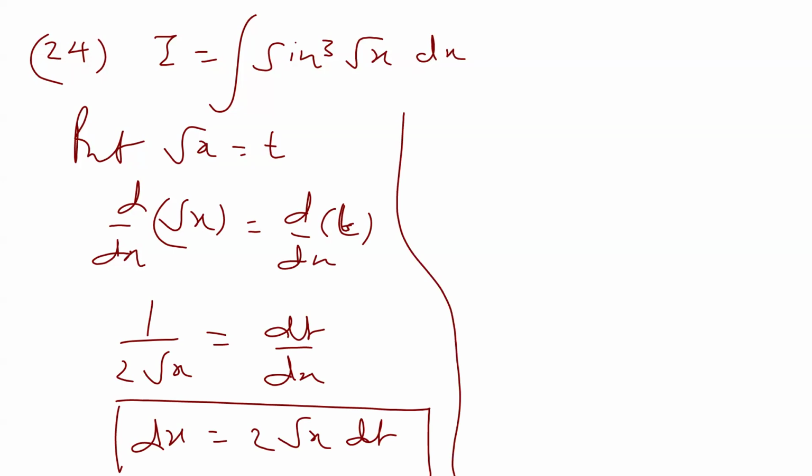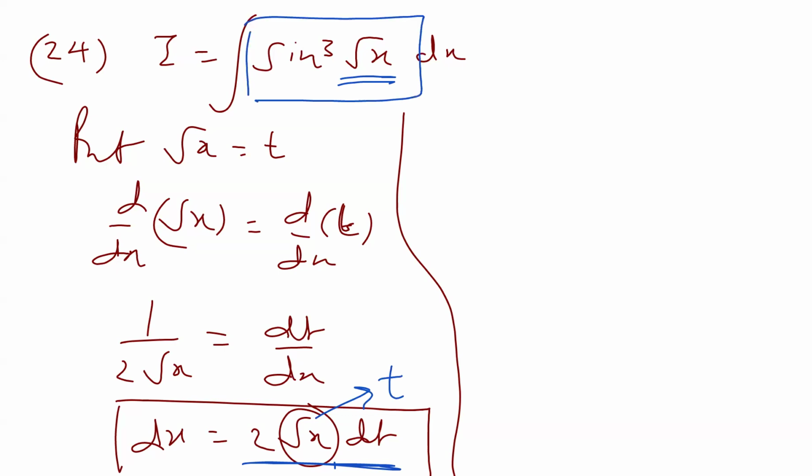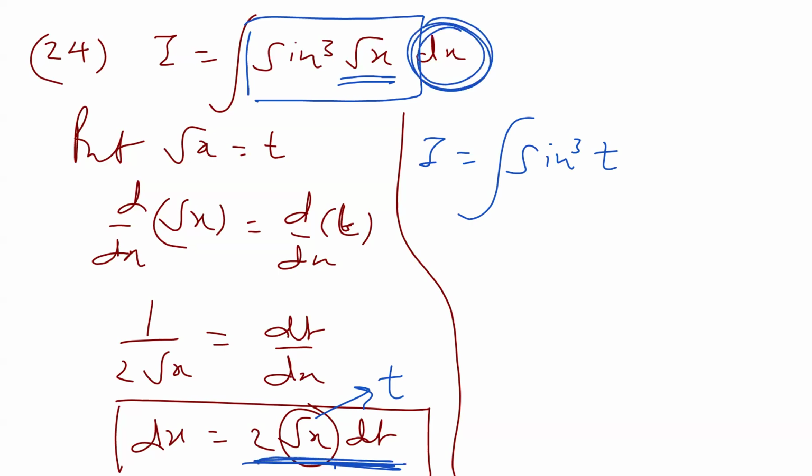Now see, this root x is not there in the problem because this is going to be t. But then where will I get one more root x? 2 root x dt, something like that is not there in the problem. So this root x you replace by t. So this will be sine cube t, and dx is 2t dt.